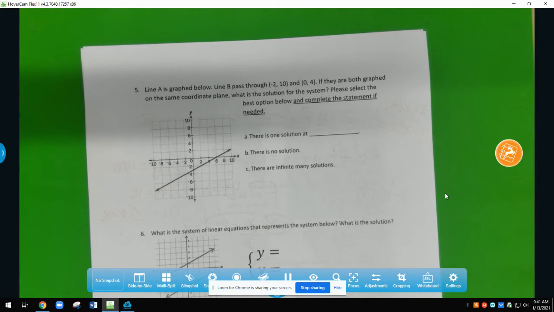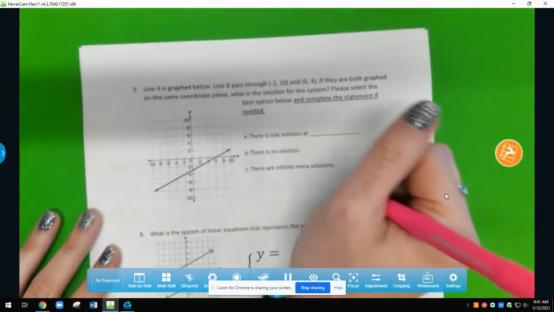Okay, number 5. Line A is graphed below. Line B passes through -2, 0 and 0, 4. If they are both graphed on the same coordinate plane, what is the solution for the system? Please select the best option below and complete the statement if needed.